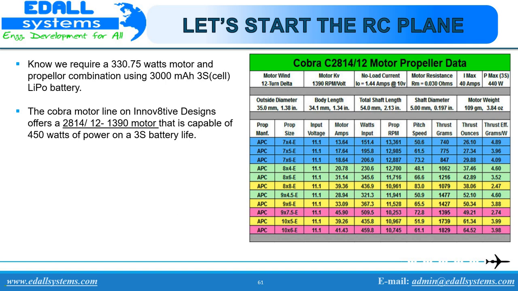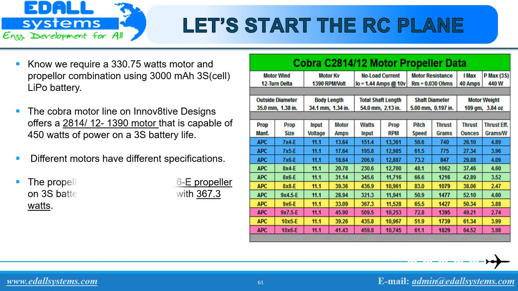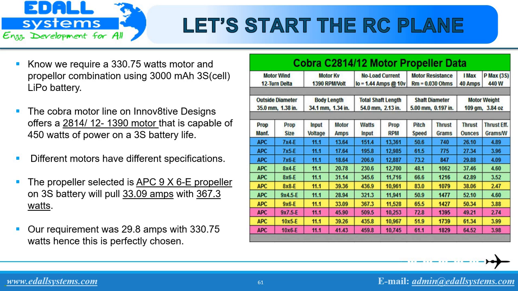It can handle 40 amps, but we require only 29.80 amps. But it is okay because it won't burn the motor when we decide to increase the aerobatic capacity of the aircraft. Propeller selection guideline shows APC 9x6E propeller, which will pull 33.09 amps, slightly greater than our requirement, which is perfectly fine. You can use the link below in the notes section to check out the Cobra motor propeller data.